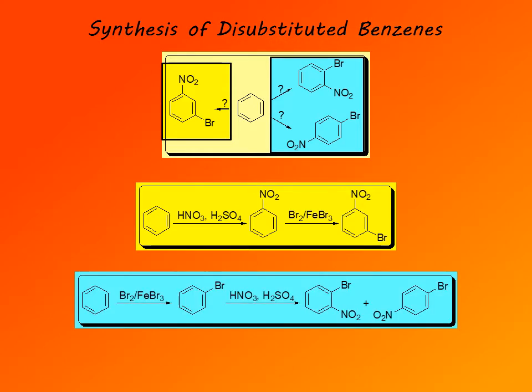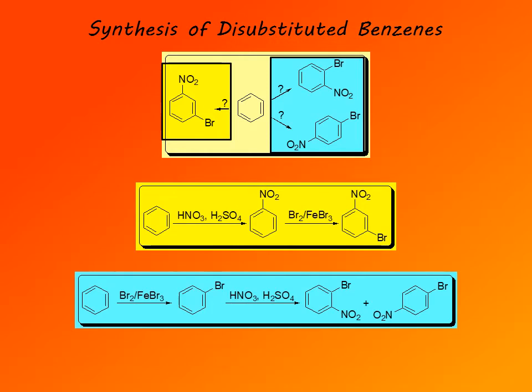Alternatively, if we carry out bromination first, then we are introducing ortho-para directing substituent. So we prepare bromobenzene first. Remember that halogens are unique in that they are deactivating substituents, but they are ortho-para directing. Unlike all other deactivating substituents, which are meta-directing, halogens are deactivating and ortho-para directing. So now when we carry out nitration of bromobenzene, we obtain mixture of ortho and para bromonitrobenzene. And then all we need to do is separate the two isomers.